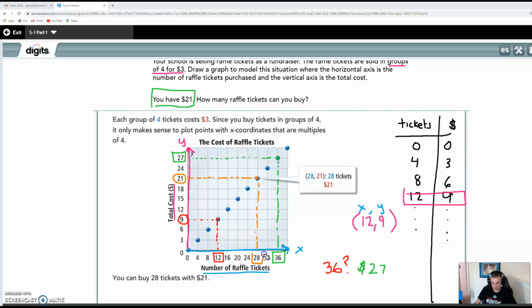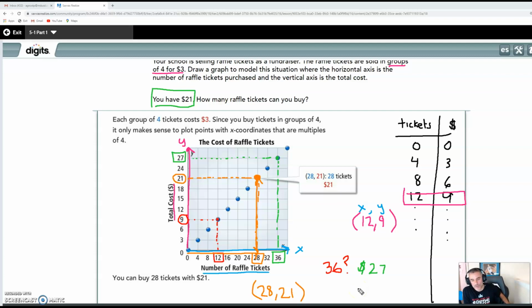and I can buy 28 tickets for $21. That would be the point 28, 21. All right, I go over 28 units, I go up 21 units, and there I am at the number of tickets I can buy.